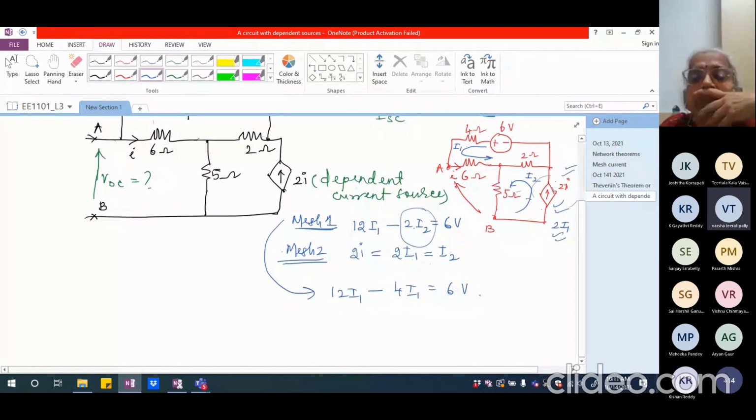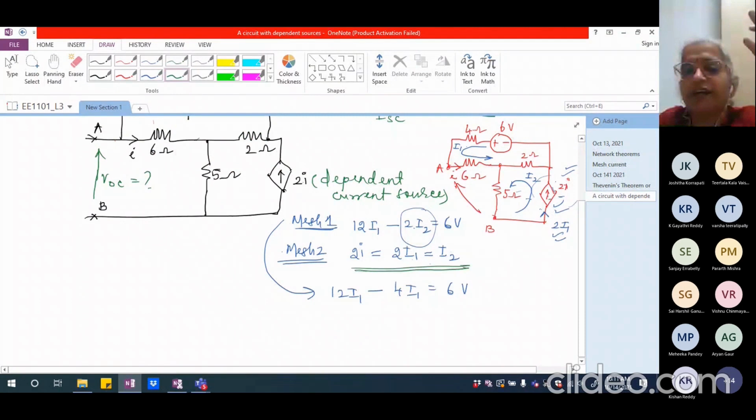Yes? Ma'am, in mesh 2, you didn't write a 5I2, right? I don't have to write that at all. Please remember, this is a current source. The current is flowing, which is 2I. The current source need not be multiplied with 5 ohm because I'm only writing a current equation here, not even a voltage equation.